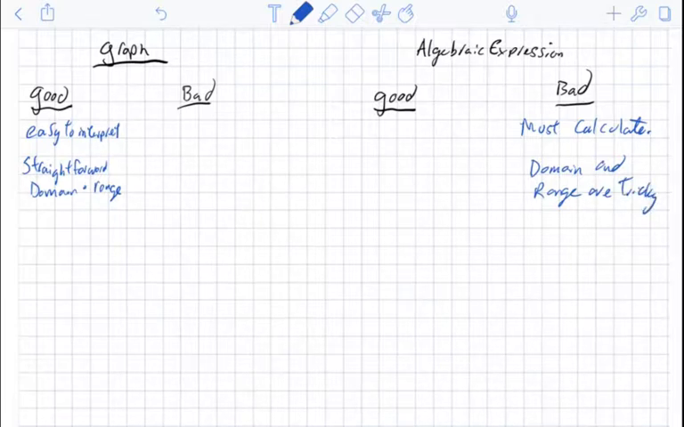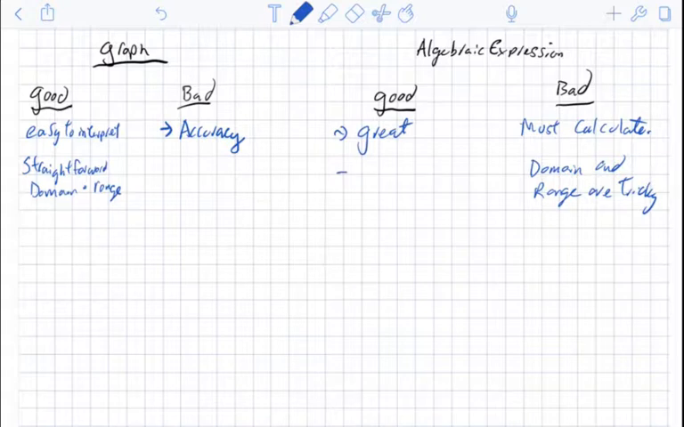Well, what's bad about a graph? Graphs are tricky for accuracy. Graphs are inaccurate in a way that equations or tables aren't. With a graph, it's hard to be super accurate because you're still kind of eyeballing the values of the numbers. You might be off by a little bit depending on how accurate the graph is, right? So it's not very good for accuracy. Algebraic expressions are great for accuracy.